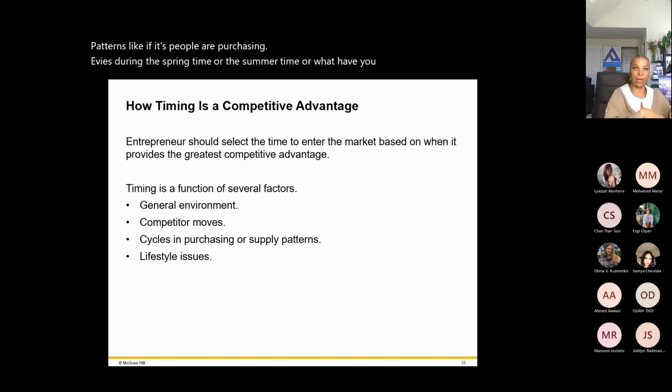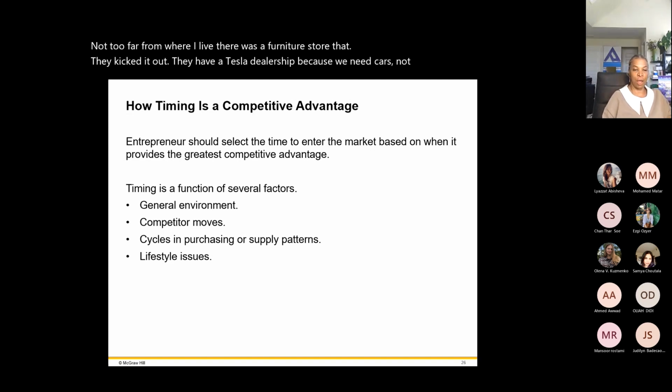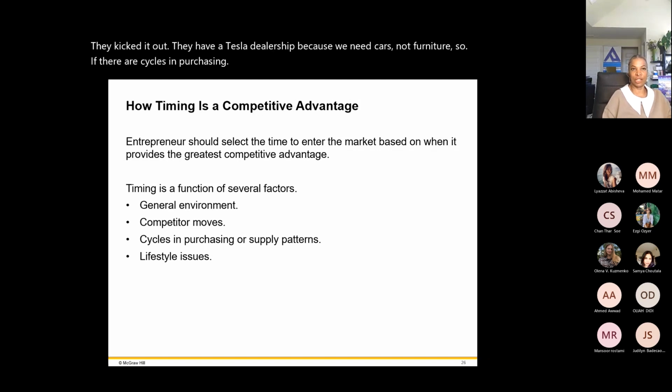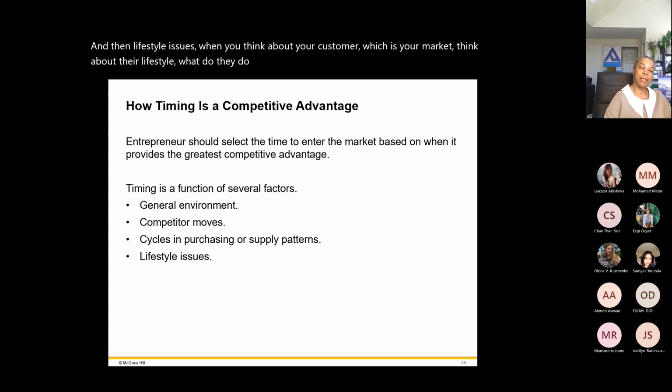We just recently had a Tesla dealership not too far from where I live. There was a furniture store that they kicked out. They have a Tesla dealership because we need cars, not furniture. So if there's cycles in purchasing, and then lifestyle issues, when you think about your customer, which is your market, think about their lifestyle. What do they do? So you want to really dig deep into the person that is your customer, the persons that are your customers.